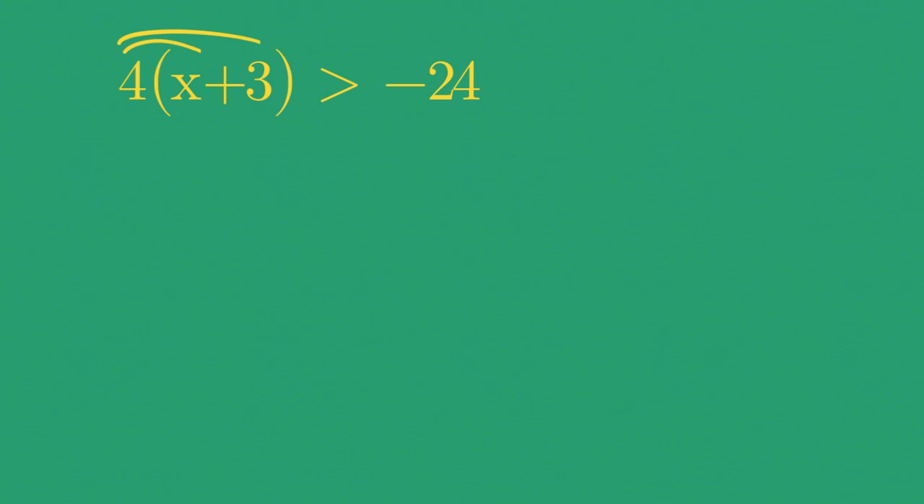4 times x is 4x. 4 times 3, 12. Good. Is greater than negative 24. So get the 4 distributed. 4 times x, 4 times 3. Now we're looking at 4x plus 12 is greater than negative 24.